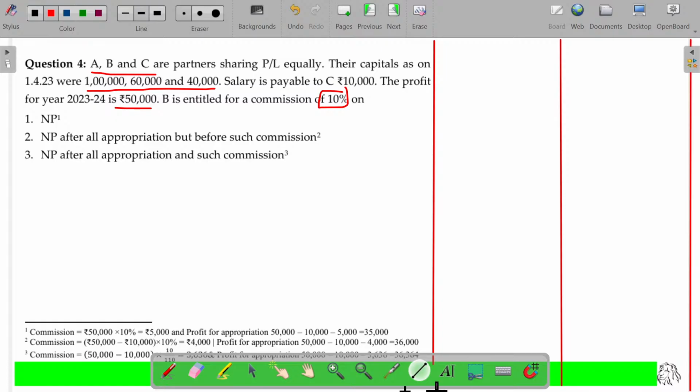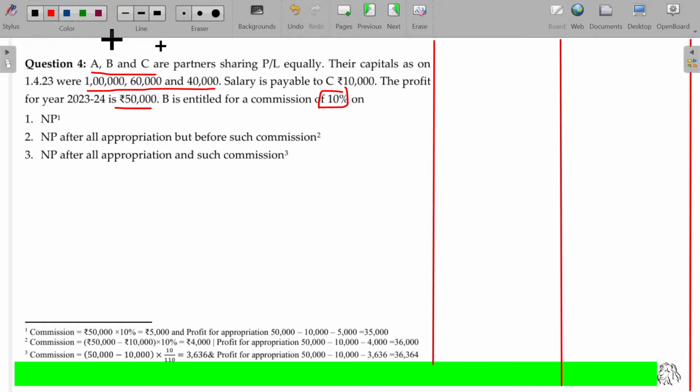I will start with the first option. P&L appropriation, by net profit. How much is the net profit? 50,000. And salary payable to C. How much is that? 10,000. Salary payable to C, 10,000.